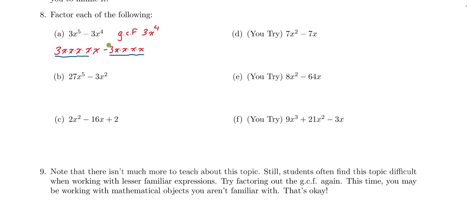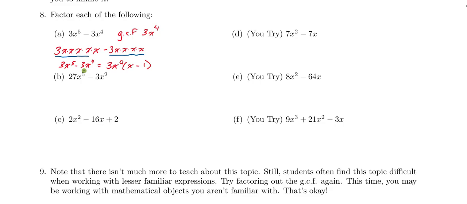Now folks, usually you don't have to do this, and instead what I'm going to ask you to do is just go ahead and factor out that GCF. You've probably done this before, so let's go ahead and do it now. So I'm just going to go ahead and write that 3x to the fifth minus 3x to the fourth is equal to, and pulling out the greatest common factor, 3x to the fourth times x minus 1.